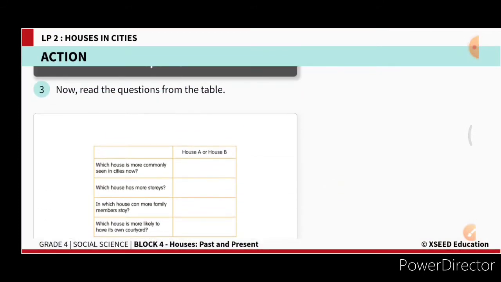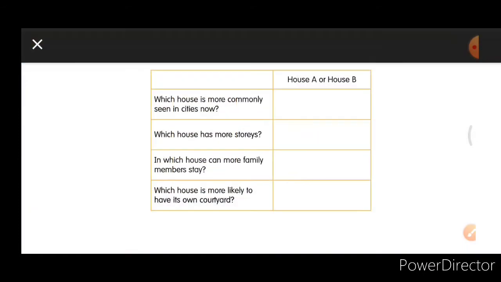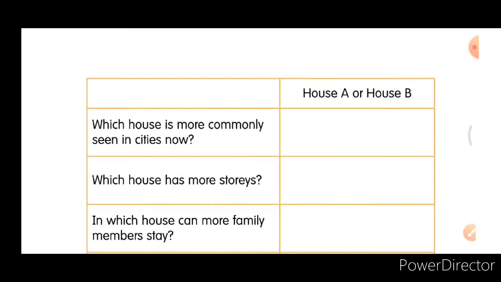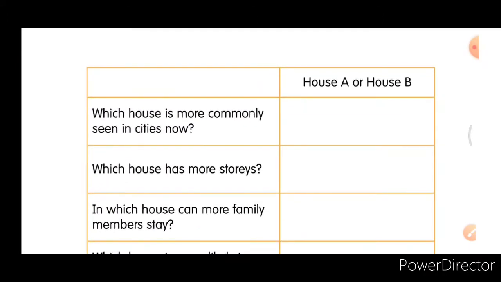Now, let us read the questions from the table. Which house is more commonly seen in cities now? House A or house B? House A is a bungalow, right? House B is apartments or multi-story buildings. So, what will you write? Yes, we see more multi-story buildings. So, it is house B. In the box you write.